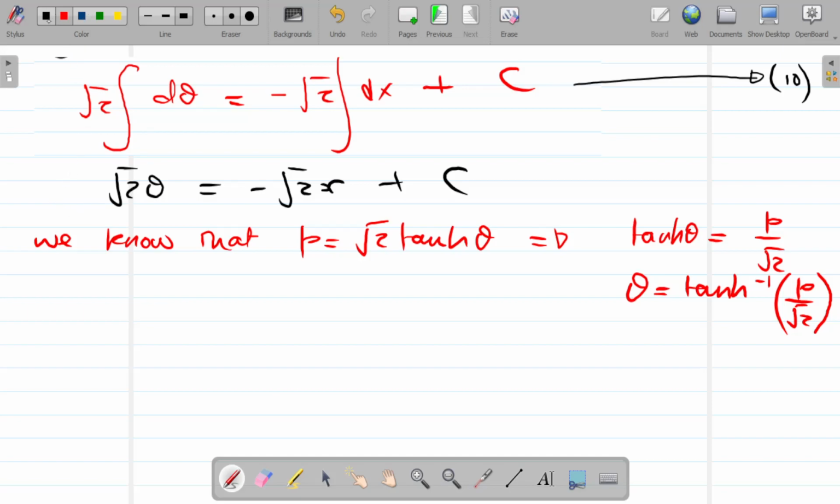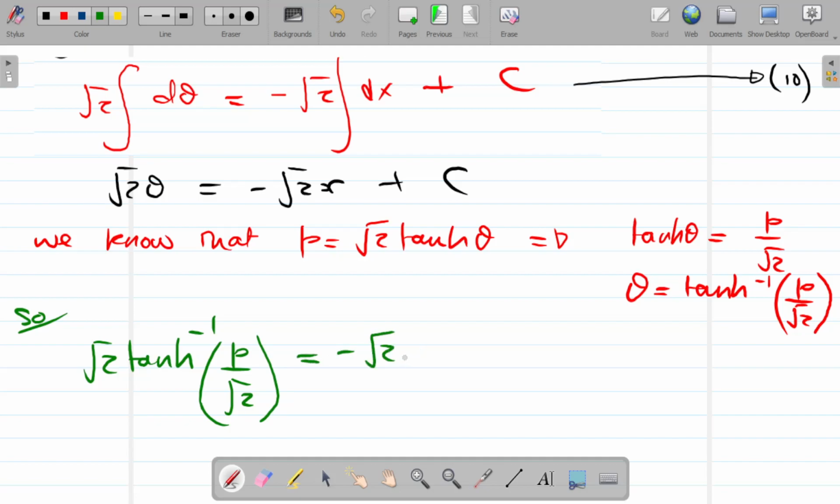So we've got over here, let's change to green, the root of 2 times the inverse hyperbolic tangent of p over root 2. That should really be in brackets. And that's equal to minus root 2 times x plus c. Right. Let's just write it in green. There we are. So that's equation 11. Okay. So where do we go from here? Well, first of all, I'm going to cut and paste that.